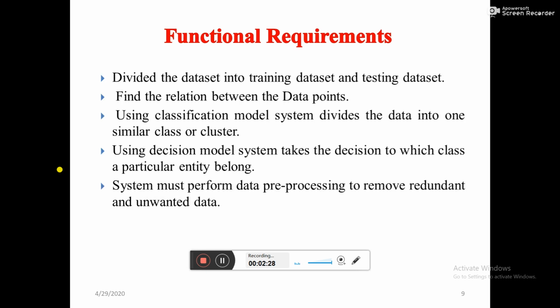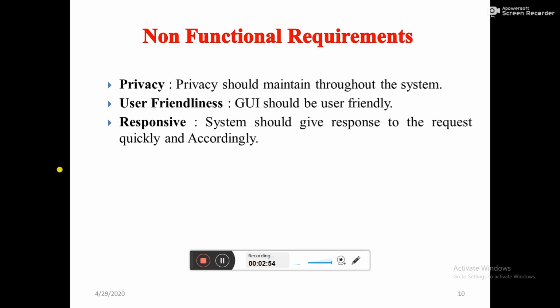Functional requirements: basically, the dataset is divided into two parts, training and testing, so as to find the relation between the data points. Then, by using a classification model, the data is divided into similar classes or clusters. Then a decision model is used to decide which class a particular entity belongs to. The system must perform data pre-processing to remove redundant and unwanted data.